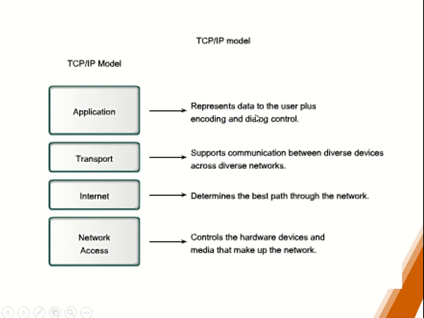Alright? So in terms of functionalities, this is what the TCP model does by layer. Application represents data to the user plus encoding and dialog control. The transport layer supports communication between diverse devices across the network. Internet determines the best path to the network. And network access controls the hardware devices and the media that make up the network.